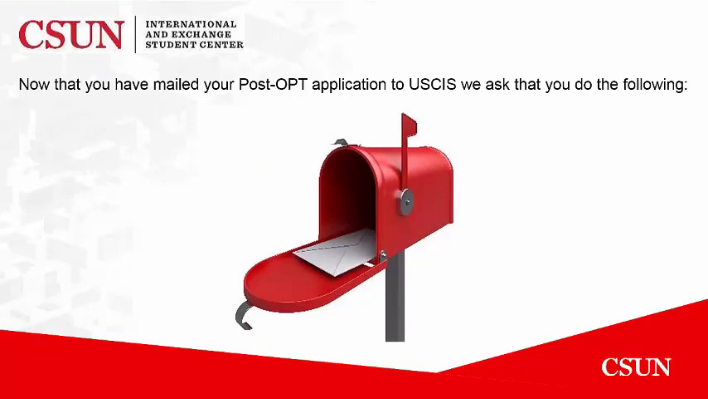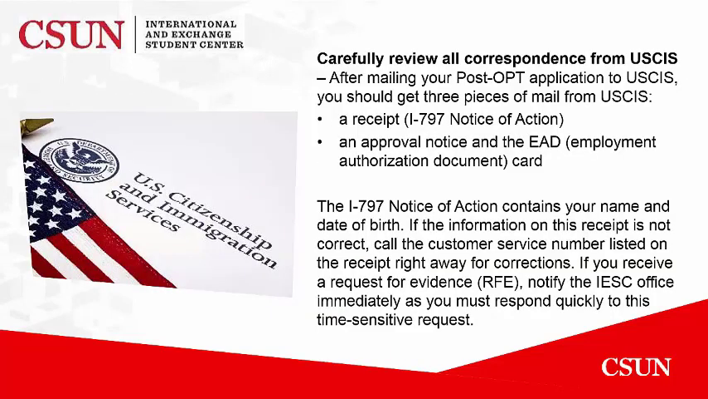Now that you have mailed your Post-OPT application to USCIS, we ask that you do the following. Carefully review all correspondence from USCIS. After mailing your Post-OPT application to USCIS, you should get 3 pieces of mail from USCIS: a receipt, I-797 Notice of Action, an approval notice, and the EAD, Employment Authorization Document card.